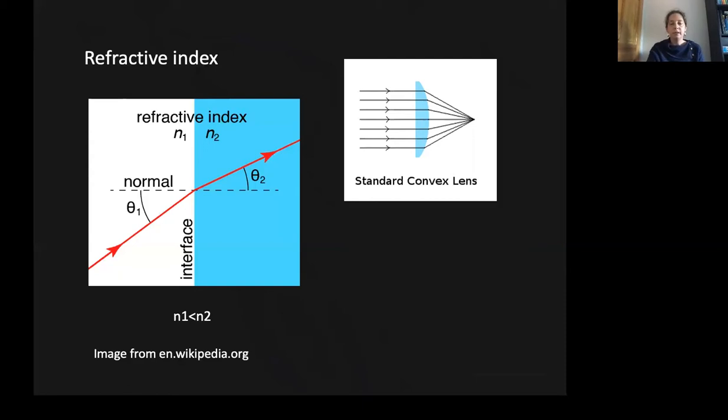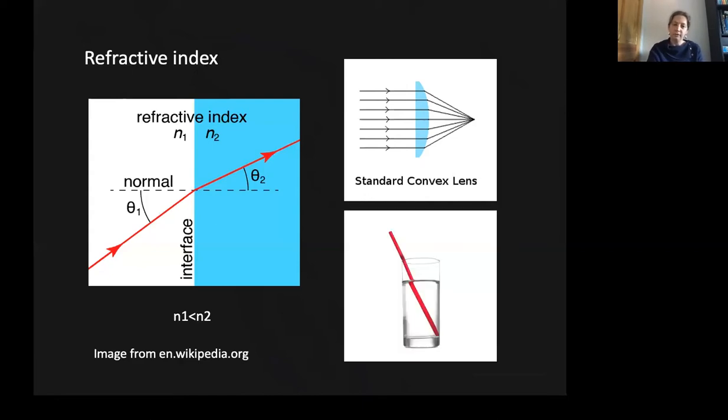But we should also be thinking about surfaces that will refract light once it leaves the objective. That means we need to think about the refractive index of the space between the lens and the sample, and also the refractive index of the sample itself. Otherwise, we're going to get interesting but unwanted effects, like a bent straw.